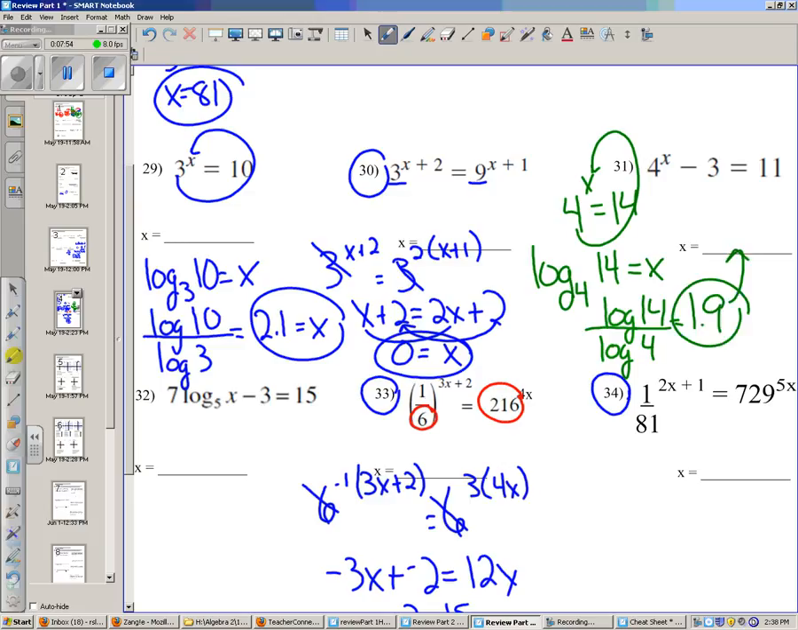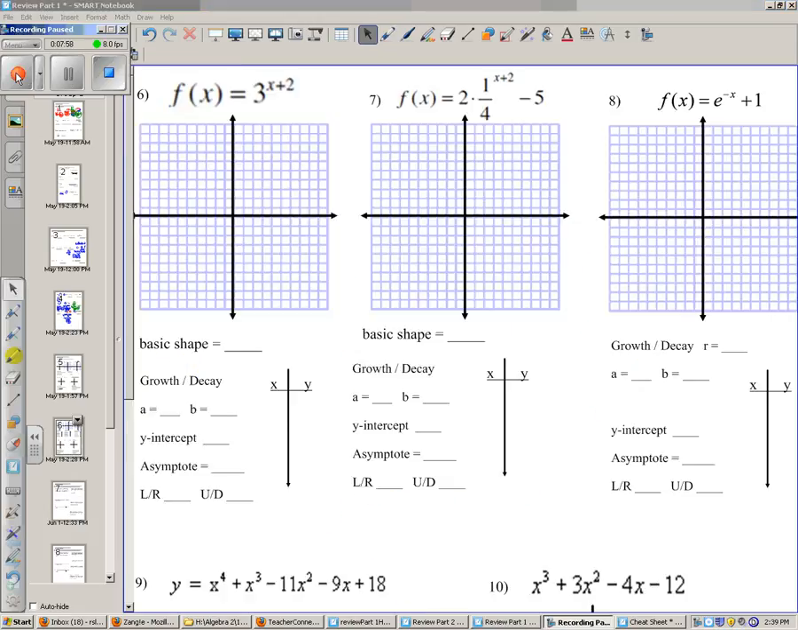I think I'm going to call it good on the solving for logs. Let's jump over to the graphing. I'm going to take a little closer look at the graphing with the logs. I think I covered number 7 in almost all the classes, so I'm just going to start with 6.